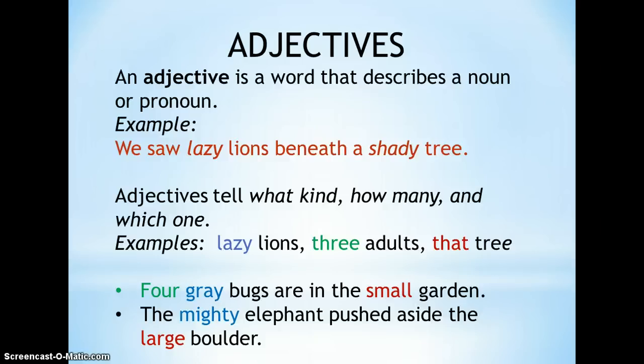4 gray bugs are in the small garden. 4 tells how many. Gray is an adjective that tells what kind, and small is an adjective that tells which one. The mighty elephant pushed aside the large boulder. Mighty tells what kind, large tells which one.